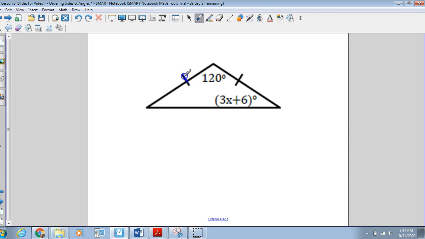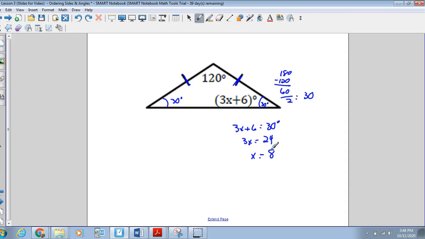We know that if these two sides are congruent, that means these two angles must be congruent. Now, that would only tell us 3x plus 6 and 3x plus 6, and that doesn't really help us. But since we know that the angles in a triangle have to add up to 180, then if we do 180 minus 120, that gives us 60 degrees, and these two angles have together to be 60. That means we divide by 2. Each of these must be 30 degrees. This is 30 degrees, and this is 30 degrees. Then we can solve for x. 3x plus 6 equals 30 degrees, which gives us 3x is 24, and x equals 8.